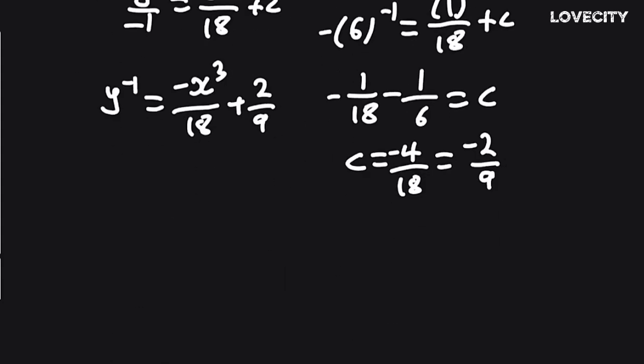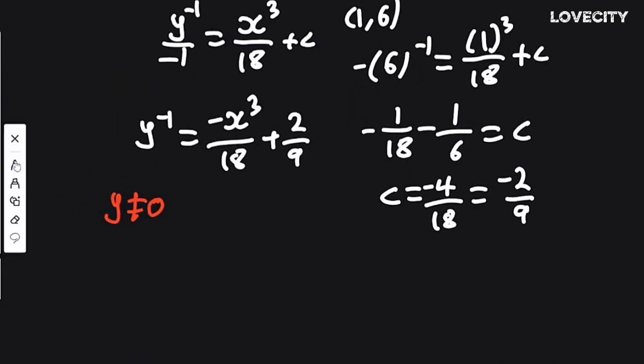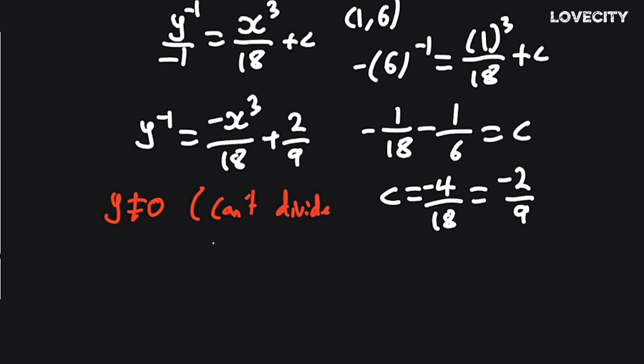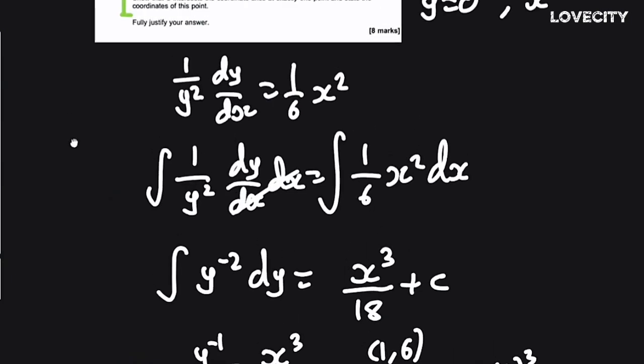Now next, clearly, we get from this that y cannot be 0. So we rule out the first case. Y cannot be 0. And we should probably state our reason for this. Why can y not be 0? That's because we can't divide by 0. So that's going to get us a reason mark.